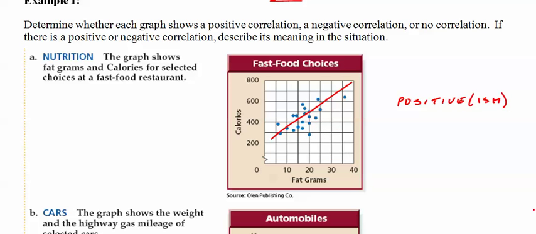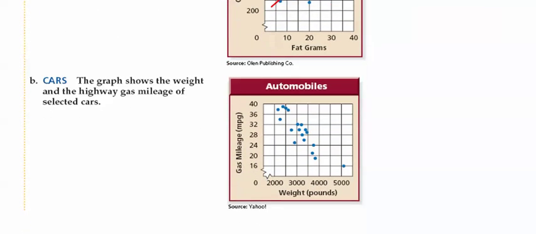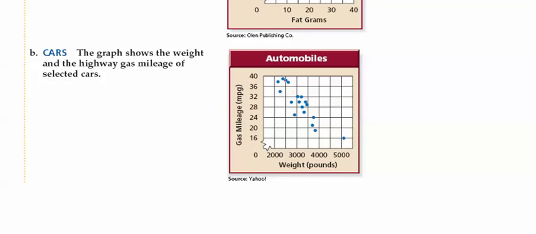It does look like the more fat grams something has, the more calories there are in it. I'm sure some food is an exception. This is definitely negative. It looks pretty sharp to me. And I won't even put an "ish" on the end of this.